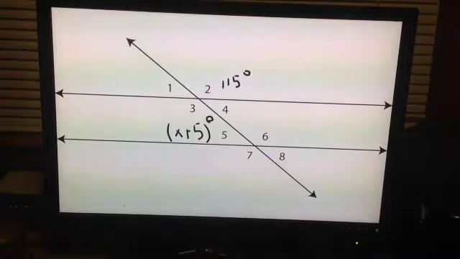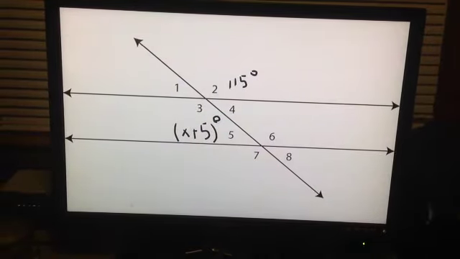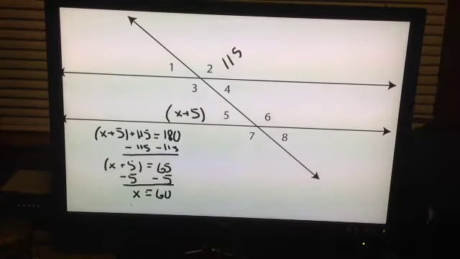Angle 2 is corresponding to angle 6, so angle 6 equals 115 degrees. Angle 5 and angle 6 are linear pairs, so their sum equals 180. The equation for solving x would be (x + 5) + 115 = 180. You would subtract 115 from both sides and subtract 5, and x would equal 60.